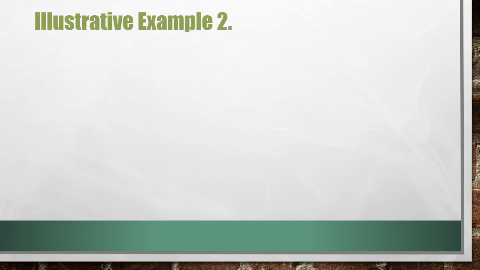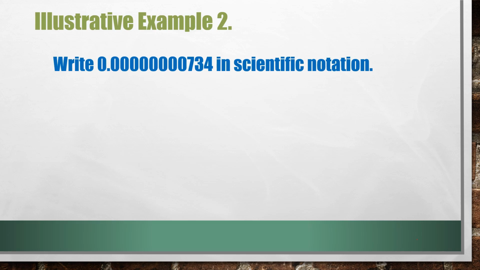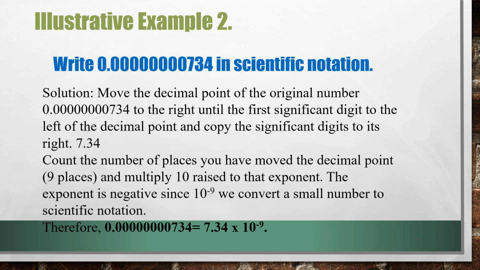Let us have number 2. Write 0.00000000734 in scientific notation. So for the solution, we are going to move the decimal point of the original number to the right until the first significant digit is to the left of the decimal point, and copy the significant digits to its right, that is 7.34. So we are going to move this decimal point going to the right for us to find the non-zero digit.